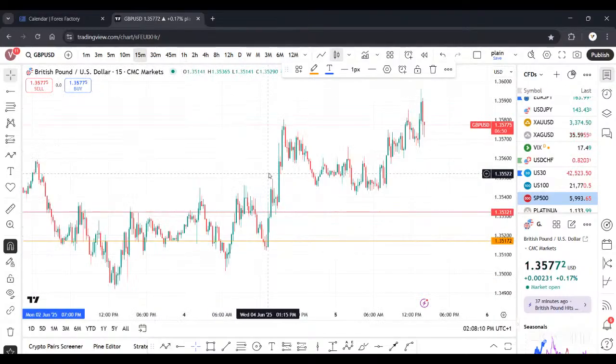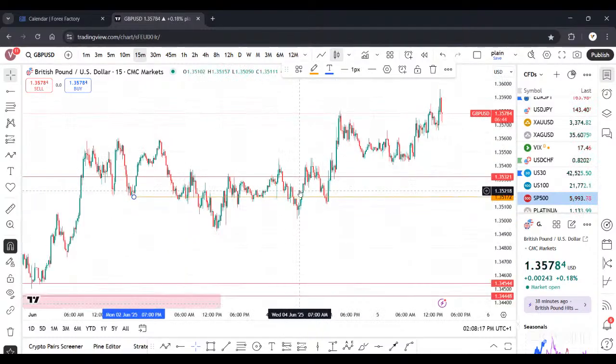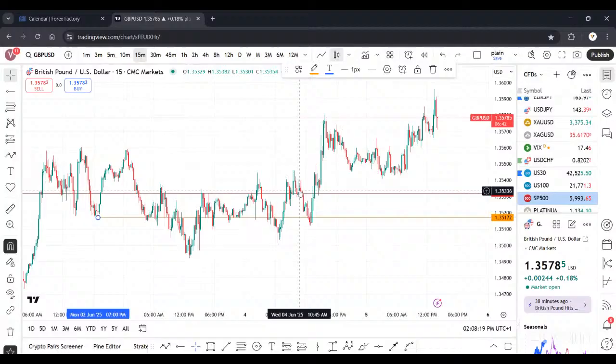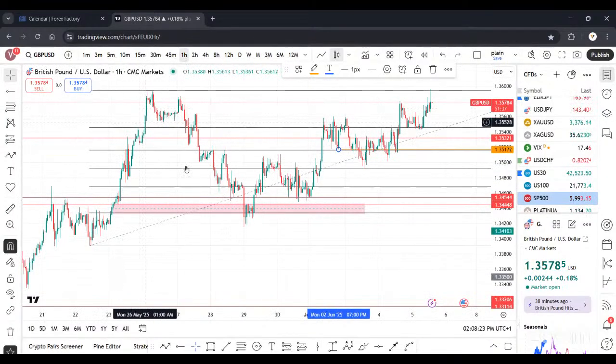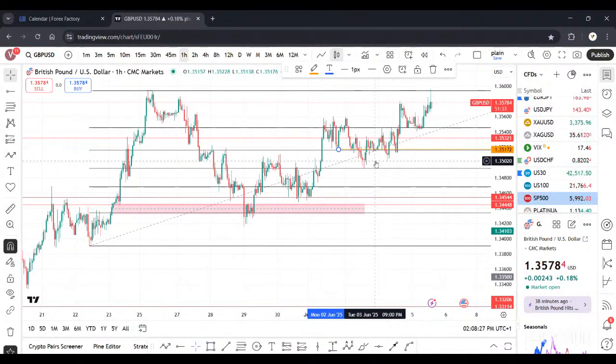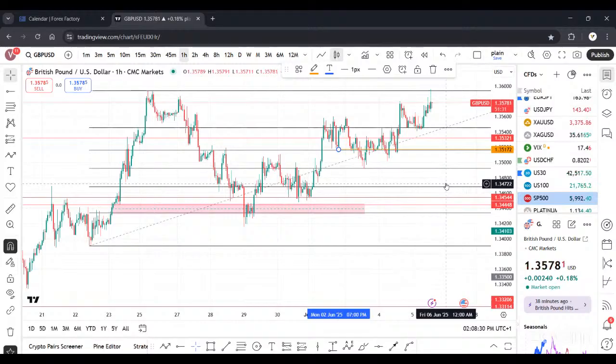On the 15 minutes time frame, I want to check out if I can see a box pattern for a buy. Well, since I can't really see any clear box pattern, I am just going to work with the one I have spotted on the 1-hour time frame. Again, I want to buy GBP USD once price retraces into 1.35172 on the 1-hour time frame.